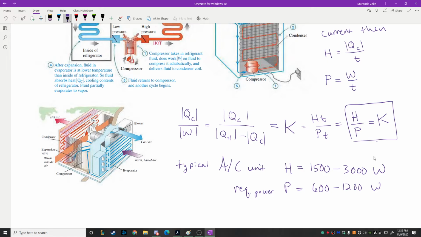But to get these types of heat flows, the rating of this would be about 600 to 1,200 watts. So if we take a ratio of any of these, then K is going to be about H over P, right? So 1,500 watts divided by 600 watts, then your performance ratio would be 15 over 6, which is a little less than 3. What is it, 2.5?